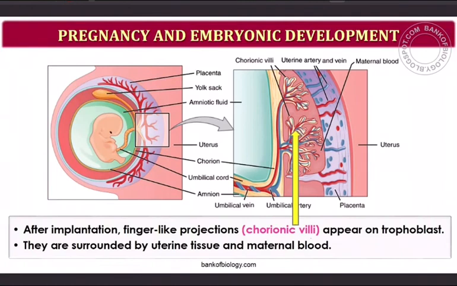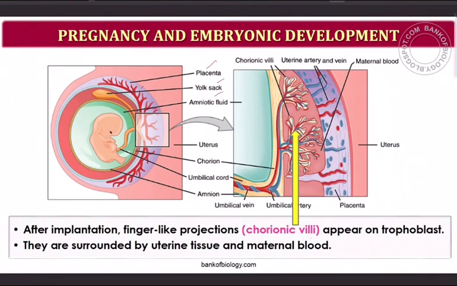Once the blastocyst gets attached to the endometrial walls, embryonic development takes place. After implantation, finger-like projections called chorionic villi appear in the trophoblast. They are surrounded by uterine tissue and maternal blood, the blood from the mother's side. You can see the placenta. That's why we are called placental animals. The tube connection between the mother and the growing embryo starts.